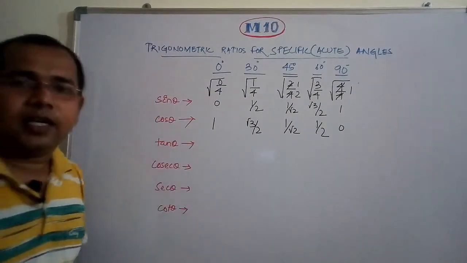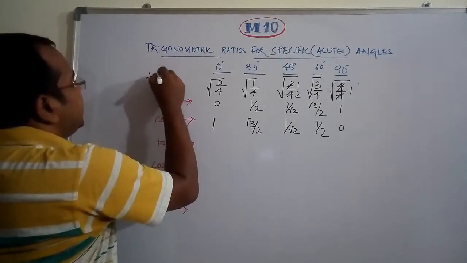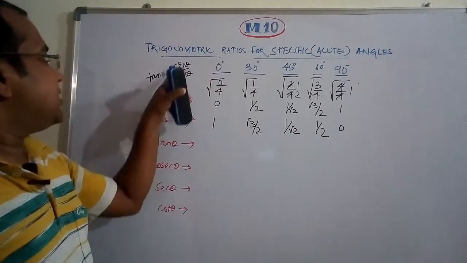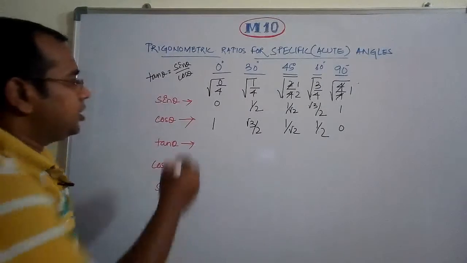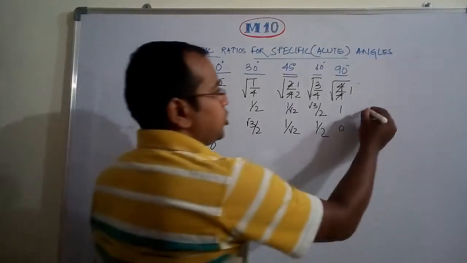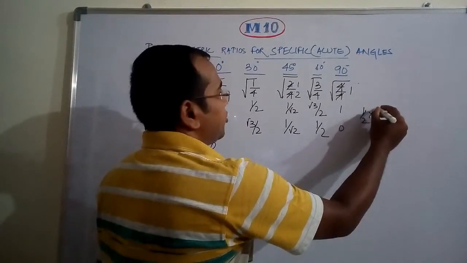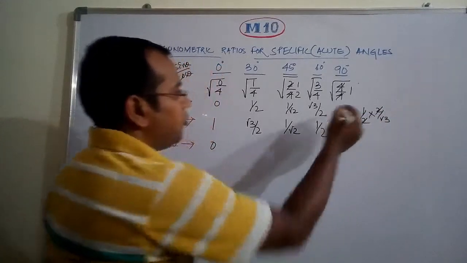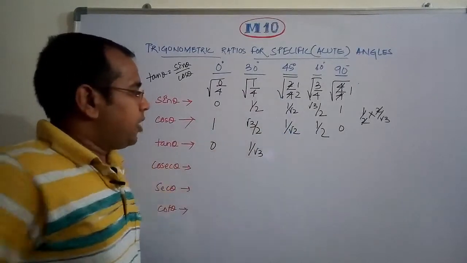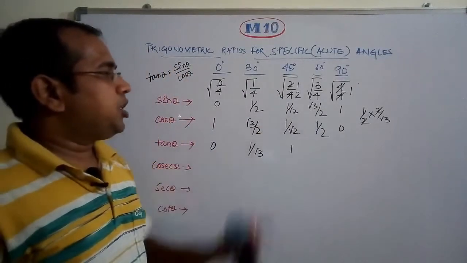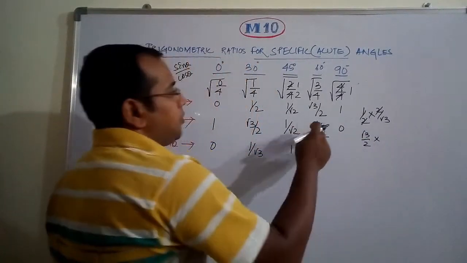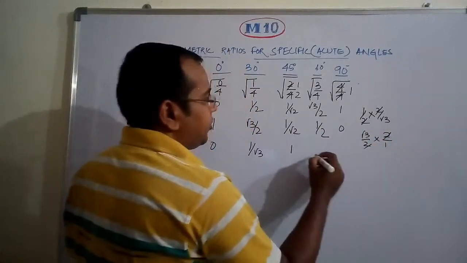To find tan theta, as we already know that tan theta equals sine theta divided by cos theta. So by dividing sine theta by cos theta I can get tan theta. Now see here, 0 by 1 is 0, 1 by 2 divided by root 3 by 2. So 1 by 2 divided by root 3 by 2 means you multiply the reciprocal, you will get 1 by root 3. 1 by root 2 divided by 1 by root 2, you will get 1. Root 3 by 2 divided by 1 by 2 is multiply the reciprocal. What are you going to get? You are going to get root 3.